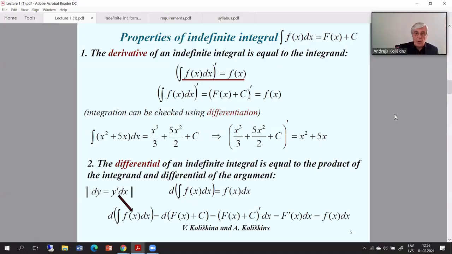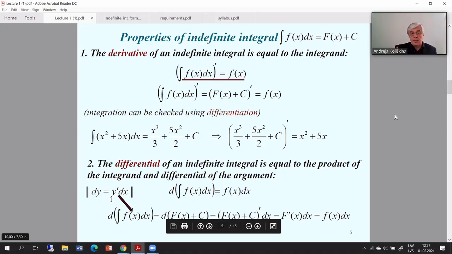Now, a similar property 2 is formulated for differentials. So if you take a differential of the integral, then it is equal to this product, f times dx. And again, the proof can be found using, first of all, the definition of differential. If y is a differentiable function, then differential of y is equal to y prime times dx. And if you do that, we can show that this is the result, okay?